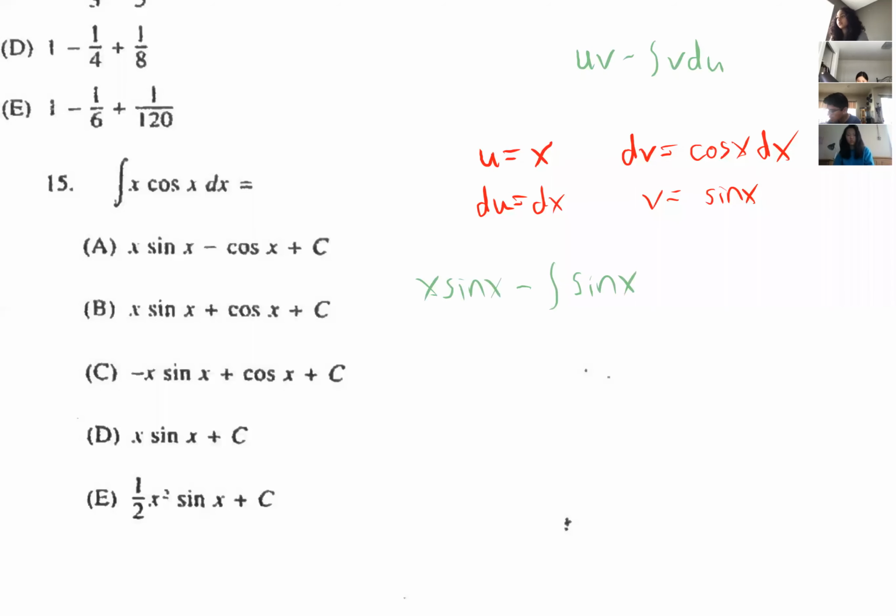This one's not bad. It becomes x sine x minus the integral of sine x, which is negative cosine x. So that'll make this plus cosine x plus c. So 15 is letter B.